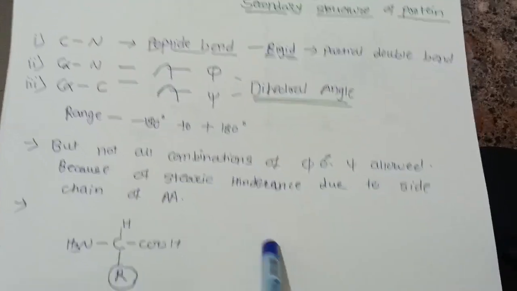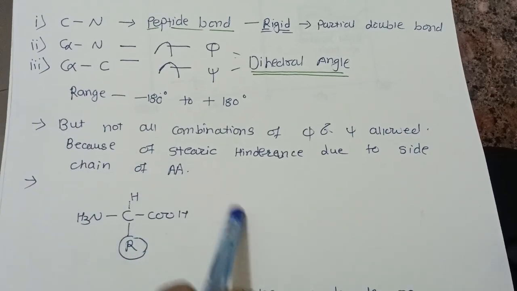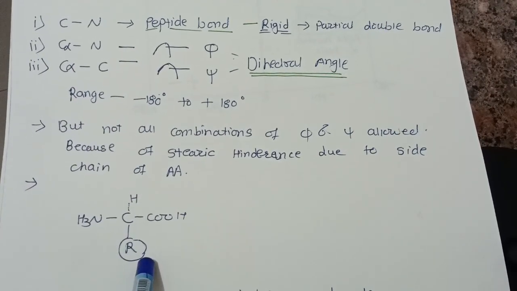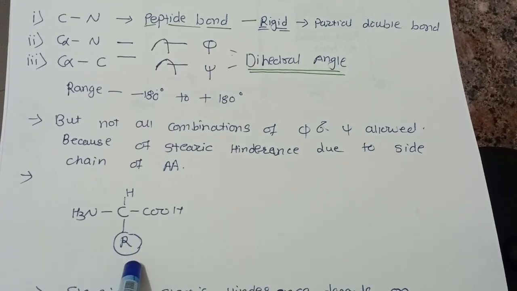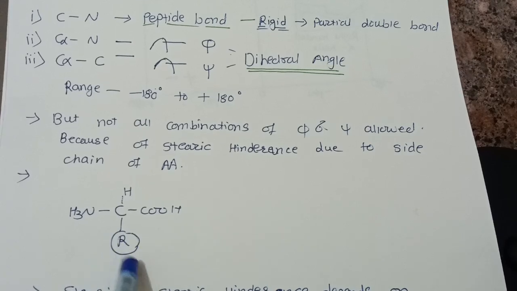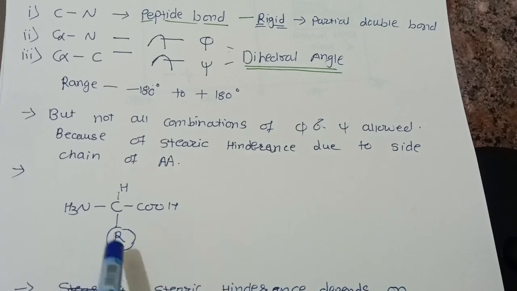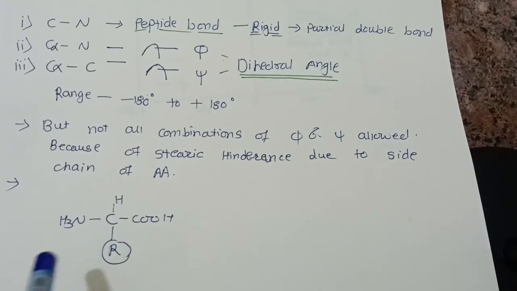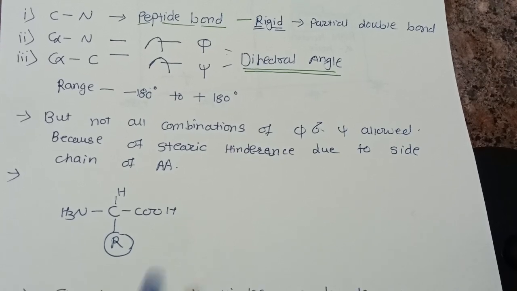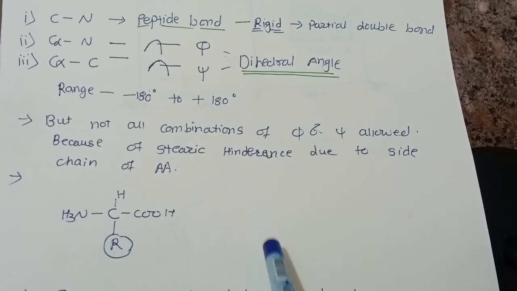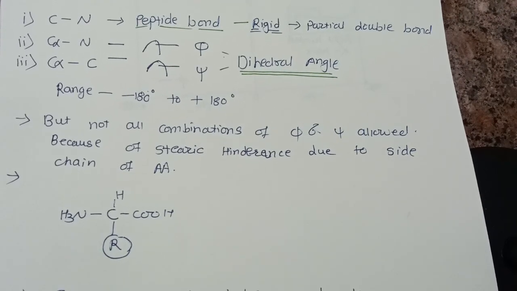Why? Because we know the structure of the amino acid, in which the side chain is present. Due to the steric hindrance of the side chain, due to the bulkiness of the side chain, if the side chain is more bulky, it will have more steric hindrance. If the side chain is less bulky, it will have less steric hindrance. In simple words, if it is more crowded, there will be more restrictions, and if it is less crowded, there will be fewer restrictions.